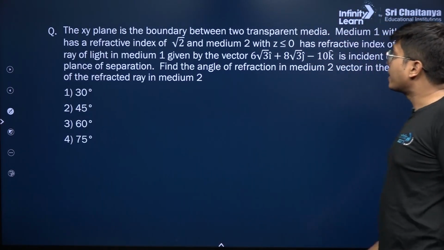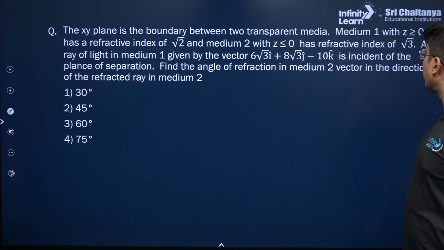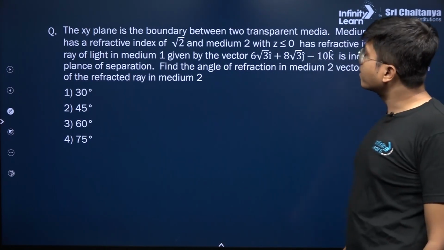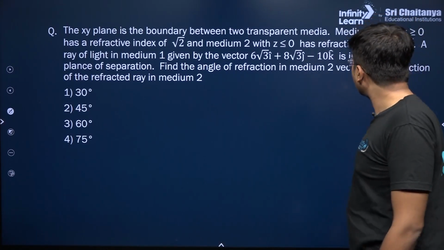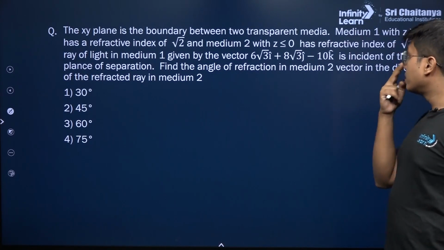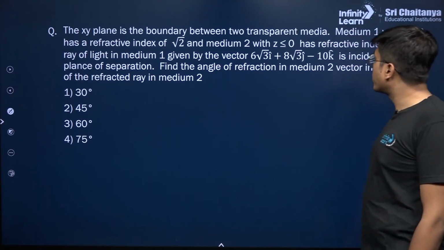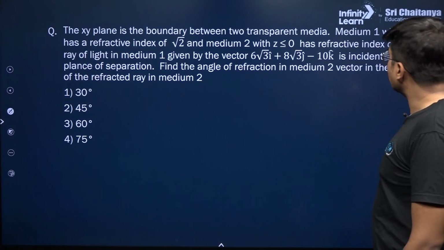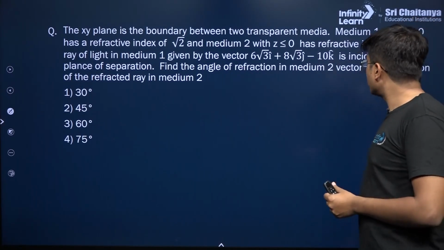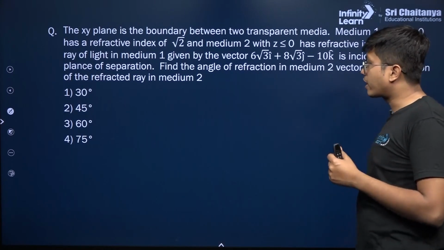Next one, the xy plane is the boundary between two transparent media. Medium 1, which is in the positive z axis, has a refractive index √2, and medium 2 has refractive index √3. A ray of light in medium 1 given by the vector 6√3 i cap plus 8√3 j cap minus 10 k cap is incident on the plane of separation. Find the angle of refraction in medium 2 in the direction of the refracted ray.